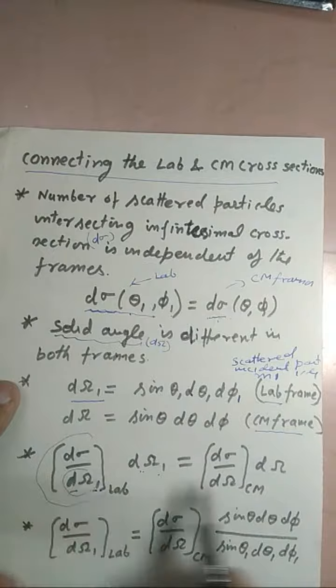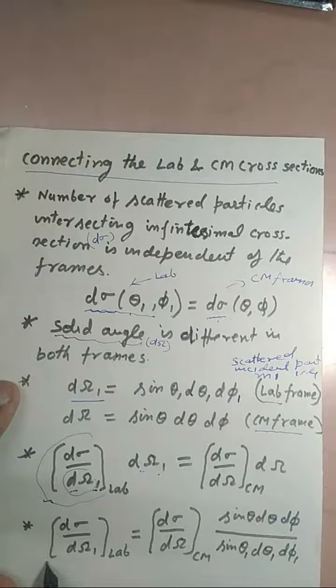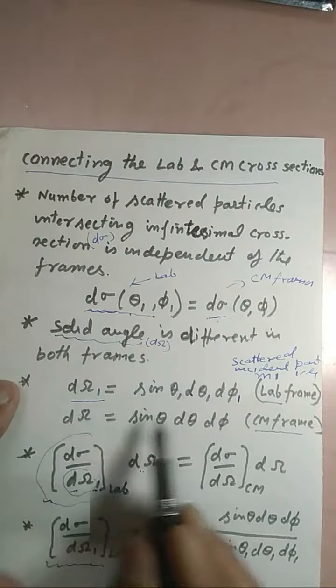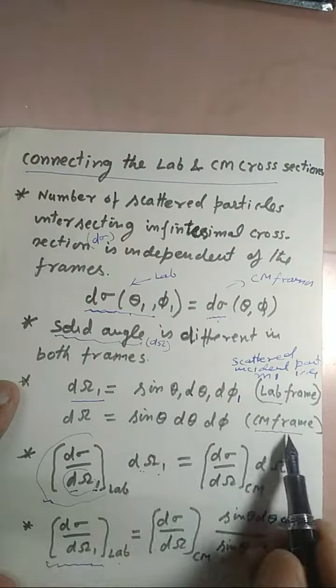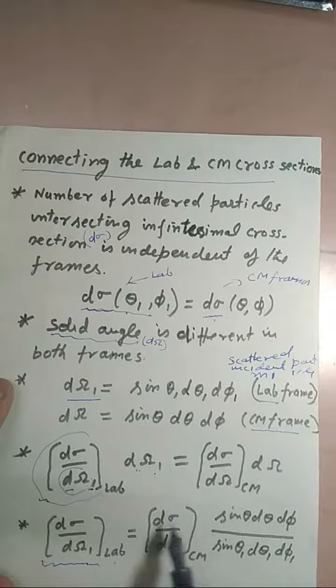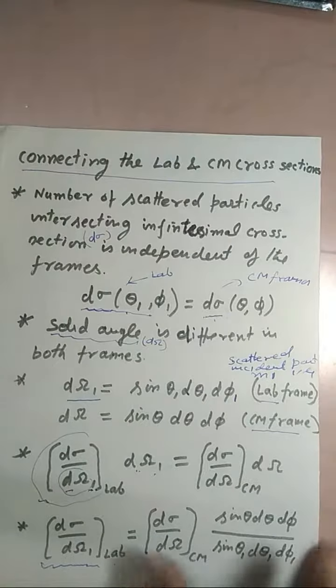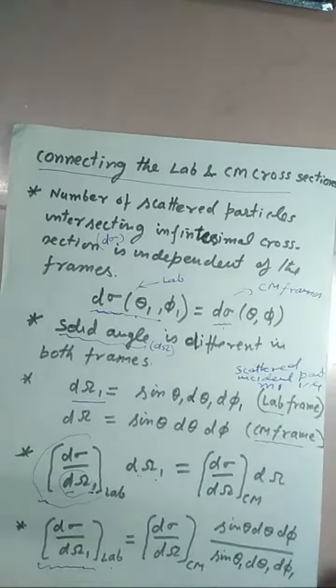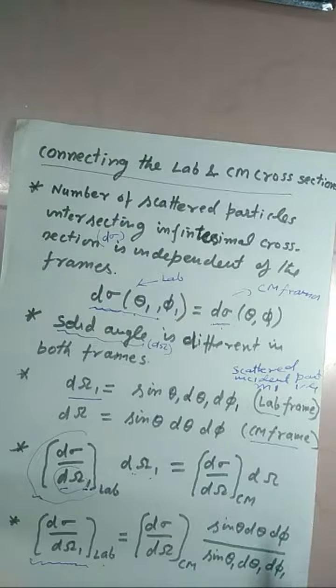On rearranging this, we can write that this is the differential cross section in the lab frame, which is equal to this. And by substituting the values of the solid angle in the lab frame and center of mass frame, we will get this type of relation.